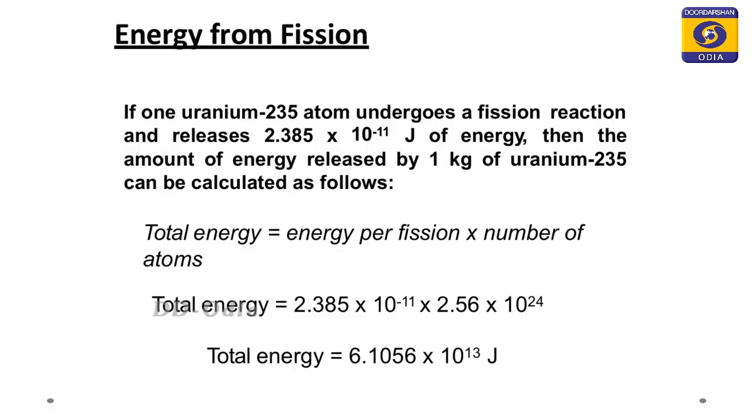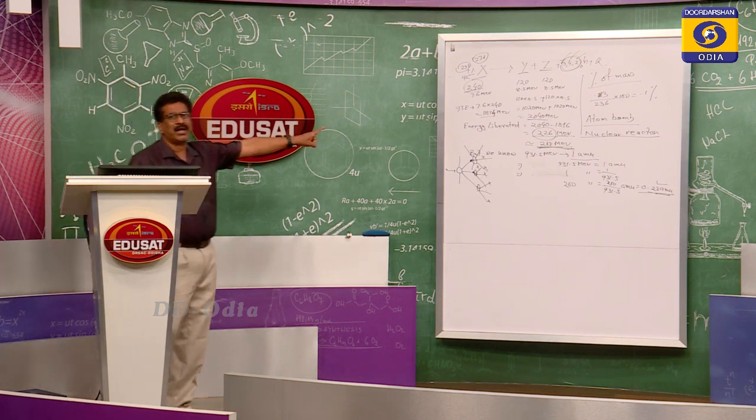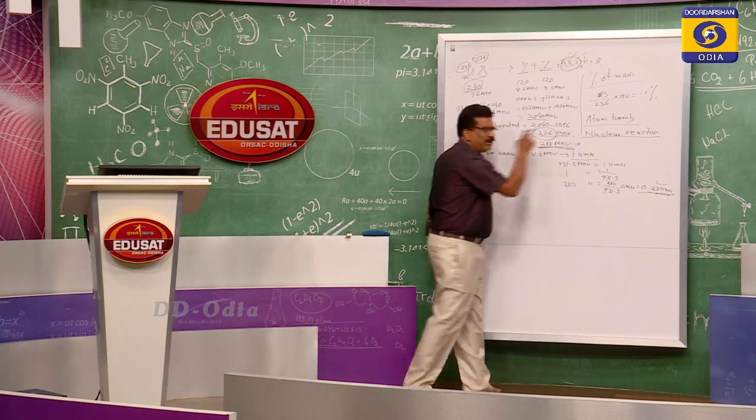Energy per fission, as we have seen in the previous slide, is 2.385 into 10 to the power of minus 11, multiplied by 2.56 into 10 to the power of 24. The total energy is 6.1056 into 10 to the power of 13 joule. But this we have derived in MeV. If this is in MeV, it can be converted into joule.